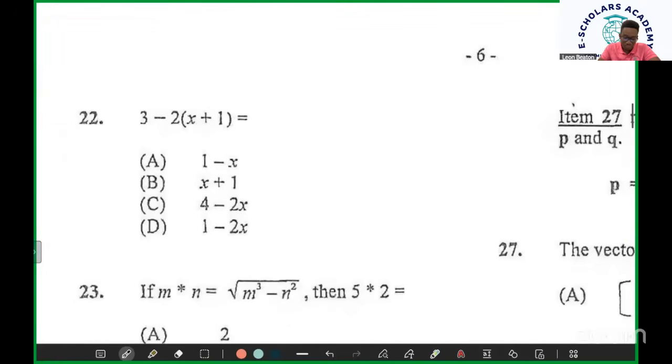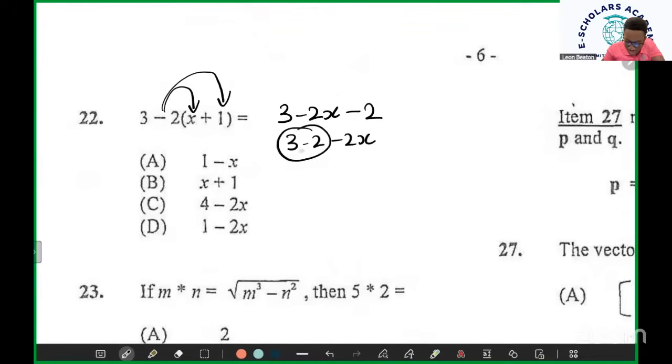22. We got 3 minus 2, open bracket, x plus 1, and we are asked to solve this. So we know we gotta distribute this negative 2 throughout here. So this is negative 2 times x and negative 2 times 1. So we'll write back 3, and negative 2 times x will give us negative 2x, and negative 2 times 1 would give us negative 2. Then we can subtract 3 minus 2, which is 1, minus 2x. So 1 minus 2x, you know that will be simply D.